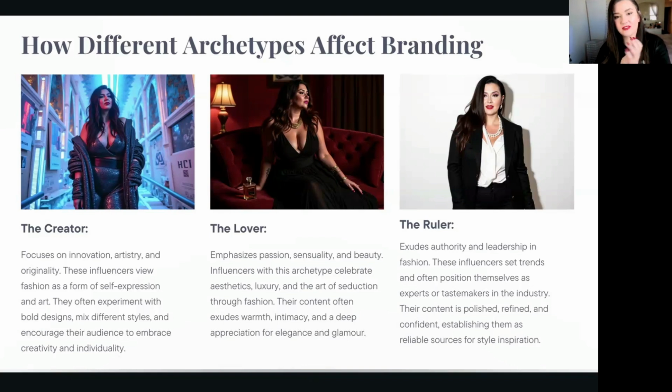And then the ruler, so this is, again, a very different vibe, a very different feel, but there's me in a suit with the pearls and the classic white shirt, exudes authority and leadership in fashion. These influencers set trends and often position themselves as experts or tastemakers in the industry: polished, refined, and confident. So that's a different way to put forth the ruler.